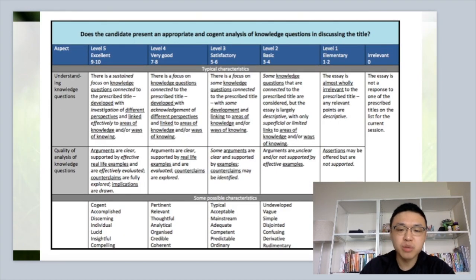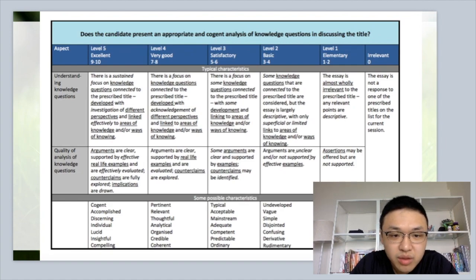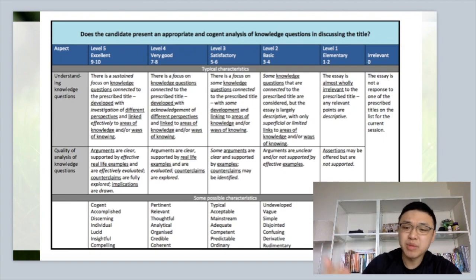So let's look at the rubric first because we want to know what the IB is really looking for. Okay, so you can see there are 5 levels. To get the top level, the first component says there is a sustained focus on knowledge questions connected to the prescribed title, developed with investigations of different perspectives and linked effectively to areas of knowledge and ways of knowing. Okay, so what does this mean?